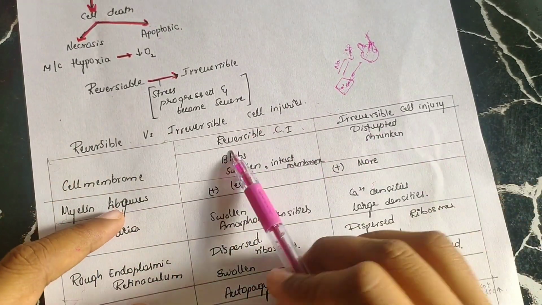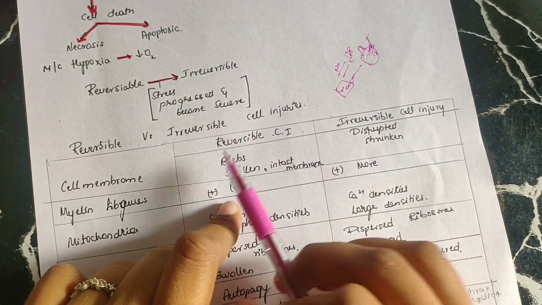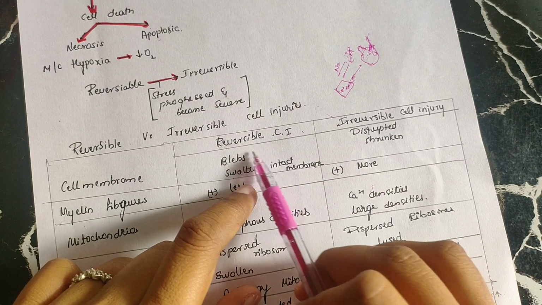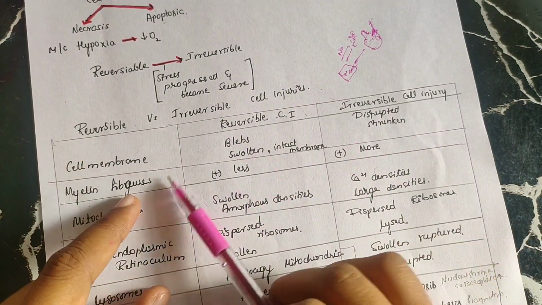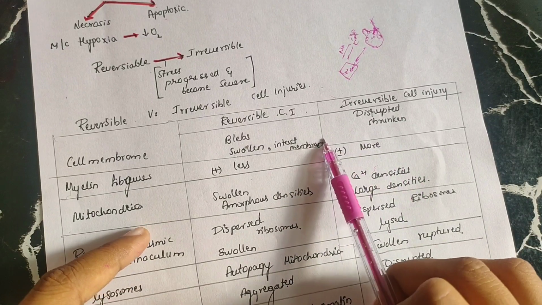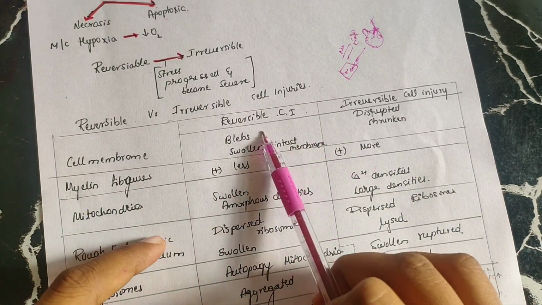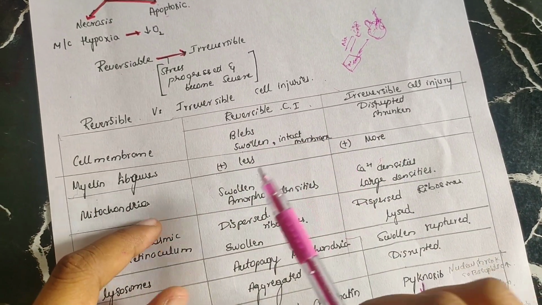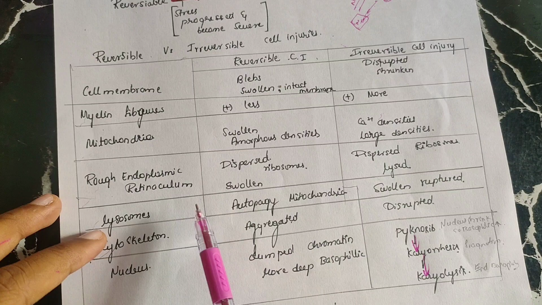The cell membrane will be intact here and ruptured there; this will be swollen, this will be shrunken, and blebs can be seen in this one, and no blebs can be seen in that one. Myelin figures are seen in both, but here fewer myelin figures, here more myelin figures. In mitochondria, all cell organelles are swollen in this. These are swollen. Amorphous densities you can see.